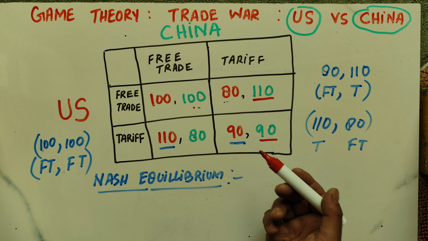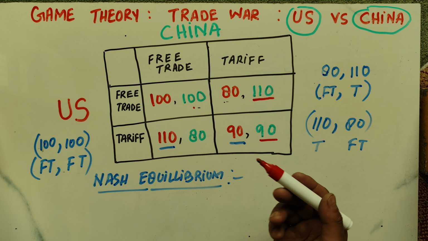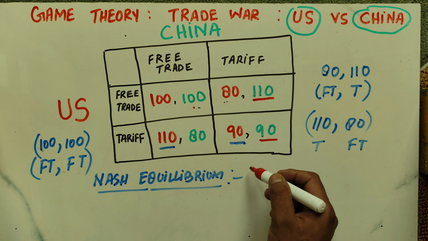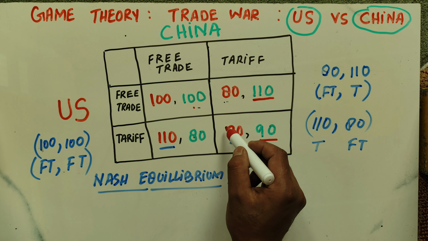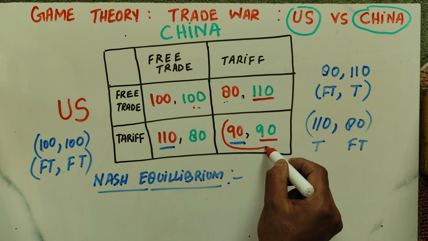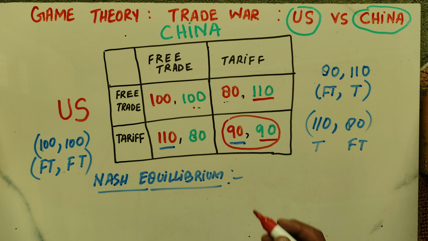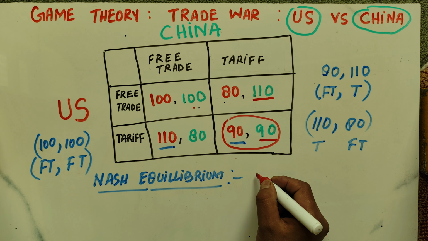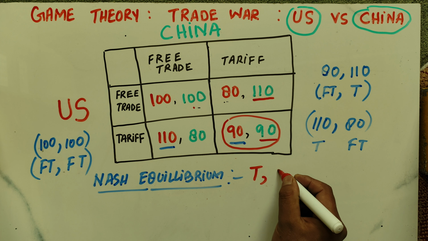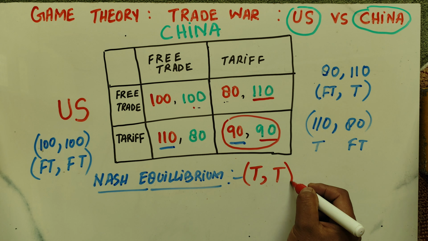So where is the Nash equilibrium? Nash equilibrium in this case is in that very cell where both the numbers are underlined or encircled. Here you can see for this game Nash equilibrium will be tariff and tariff, to impose tariff.